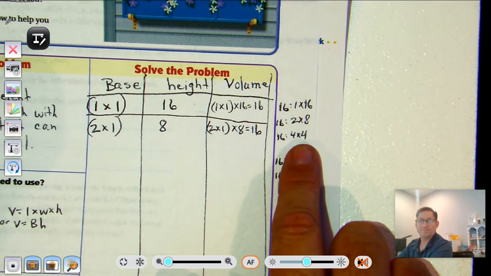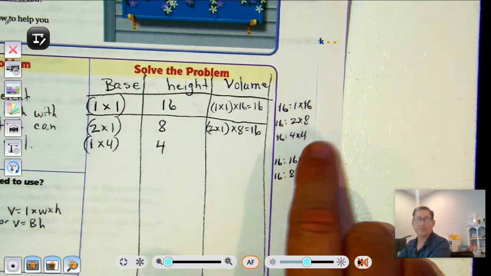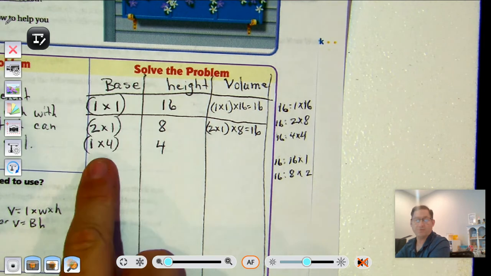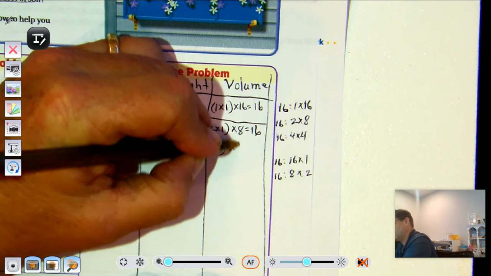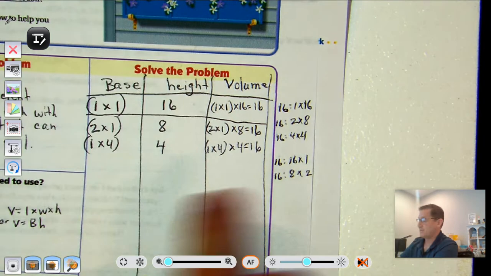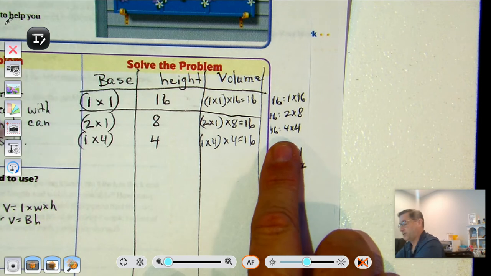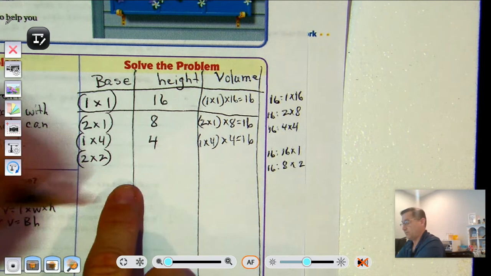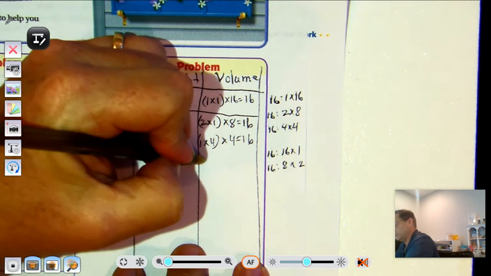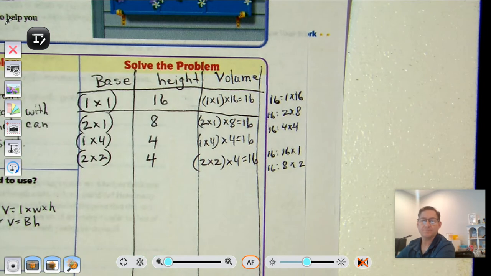Now let's go to 4. 4 is kind of interesting. We know 1 times 4 would work. And 1 times 4 then would be 4. 4 is the height, because 4 times 1 is 4. 4 times 4 is 16. But there's another way we can make 4, right? Sure, 2 times 2. So if 2 times 2 is 4, we also have a height of 4. So 2 times 2 times 4 would also be 16.